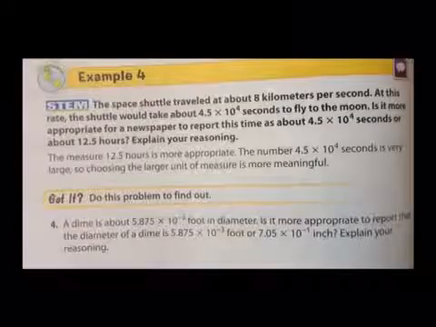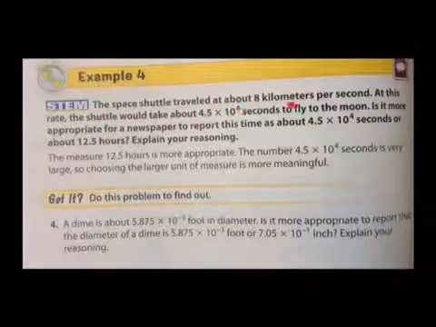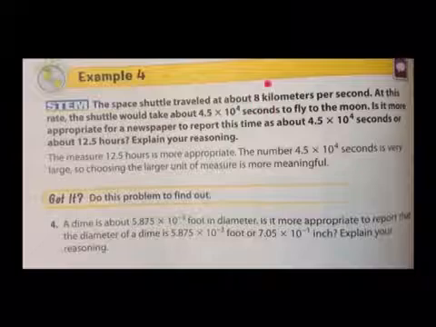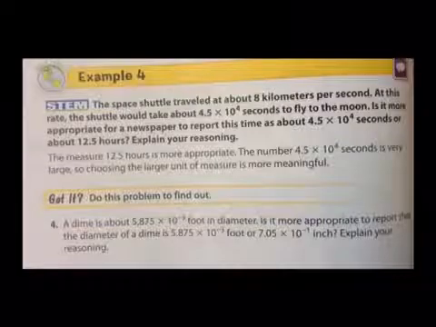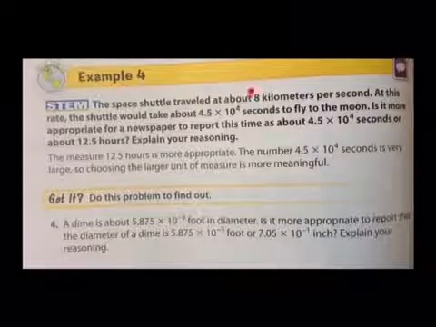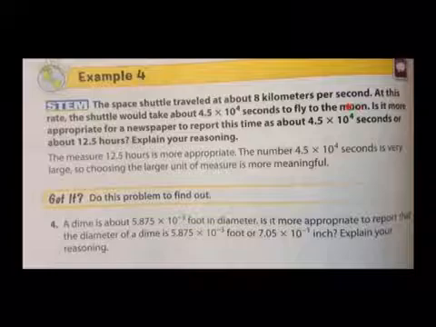Example 4. The space shuttle traveled about 8 kilometers per second. At this rate, that's actually really fast, 8 kilometers per second. Wow. In 1 second, it can go 8 kilometers. That's amazing. That's much more than the charity road race in 1 second.